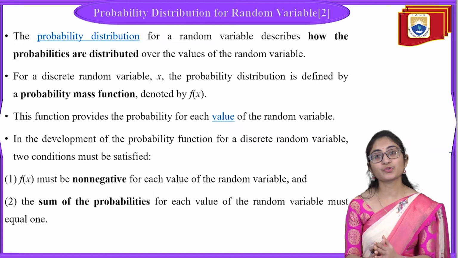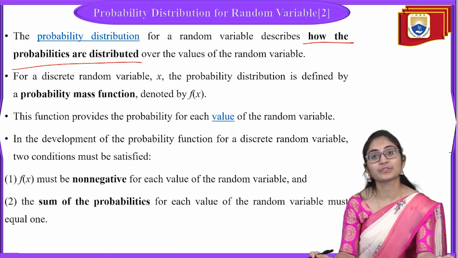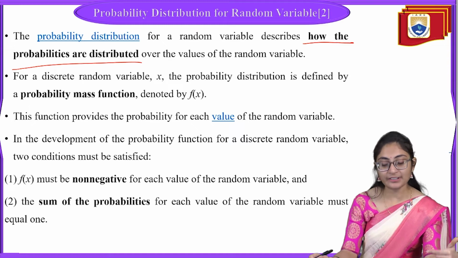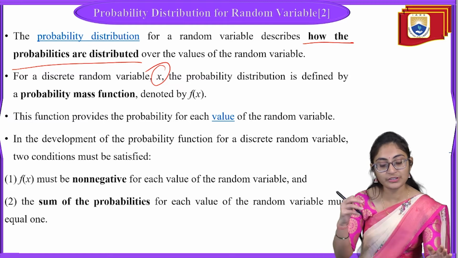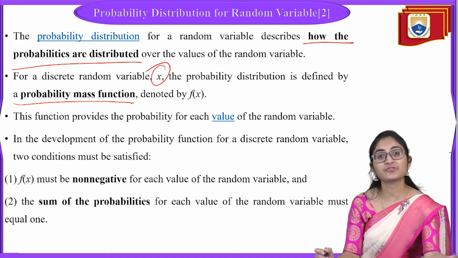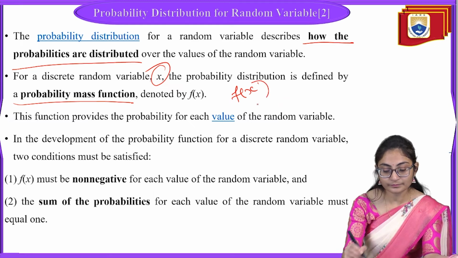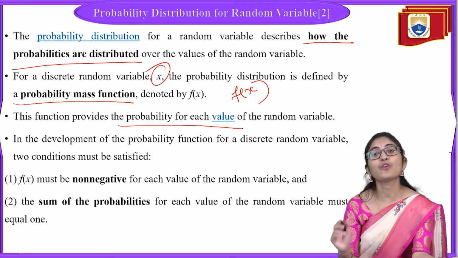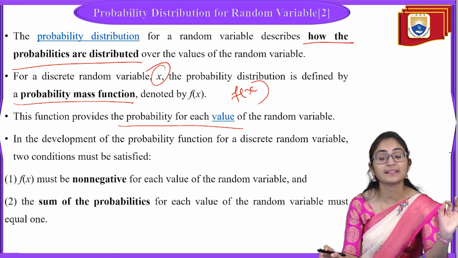Now, the probability distribution for a random variable. The probability distribution for a random variable describes how the probabilities are distributed over the values of the random variable. For a discrete random variable X, the probability distribution is defined by the probability mass function, which we denote by f of x. This function provides the probability for each value available in the random variable.